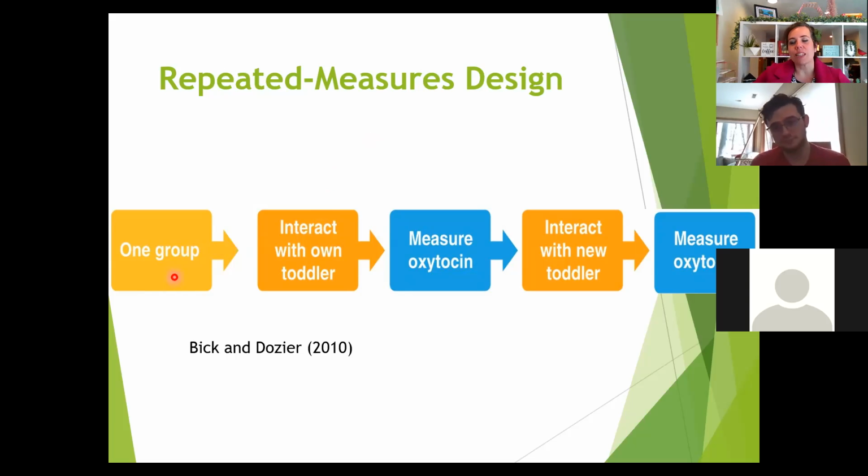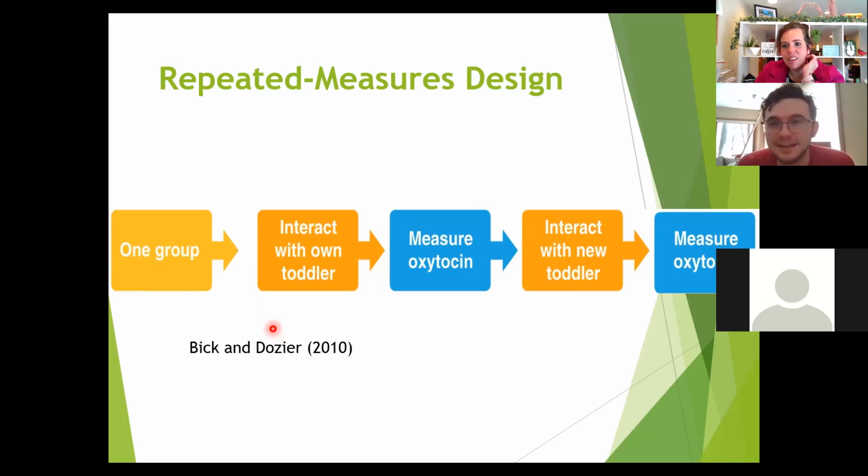So the way they ran the study is that they had the individuals interact with their own toddlers first, and then they measured oxytocin, and then they had the moms interact with the new toddler, and then they measured oxytocin. So again, this is a repeated measure. The same people within the same group, they're exposed to all the levels of the independent variable. The levels here are your own toddler or a new toddler. Those are the two levels. So participants are exposed to both, and measurement happens twice. It's a repeated measure. Okay.